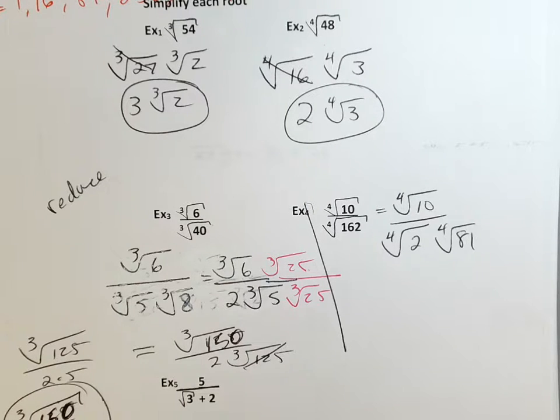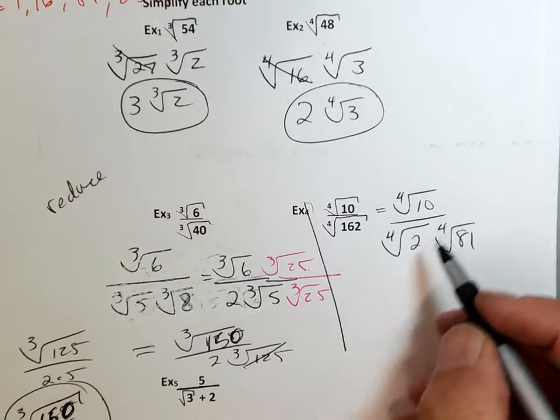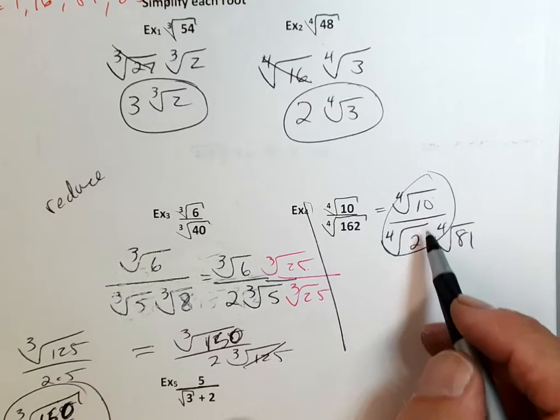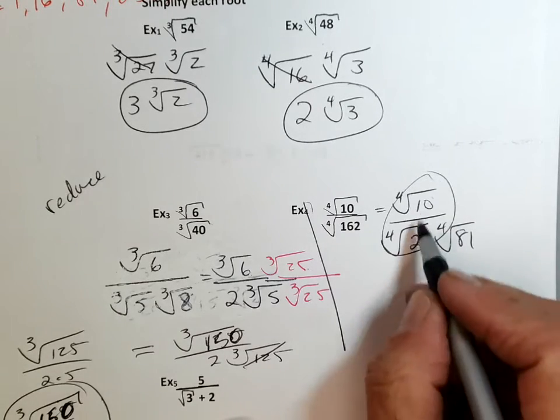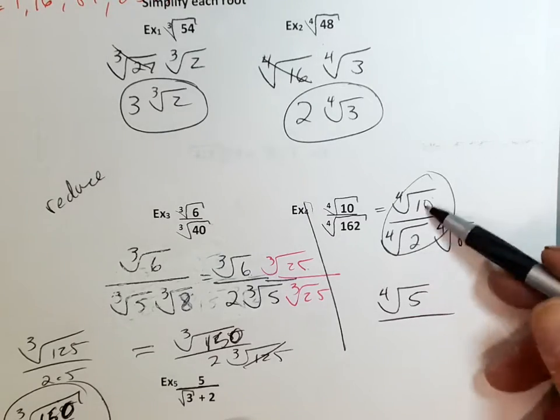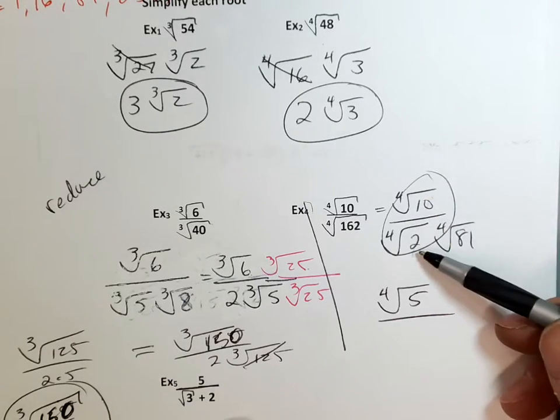Oh, this one isn't too bad. Because I'm going to divide that, because they're both fourth roots. So I'm going to divide that and get a fourth root of 5 on the top. You okay with that?